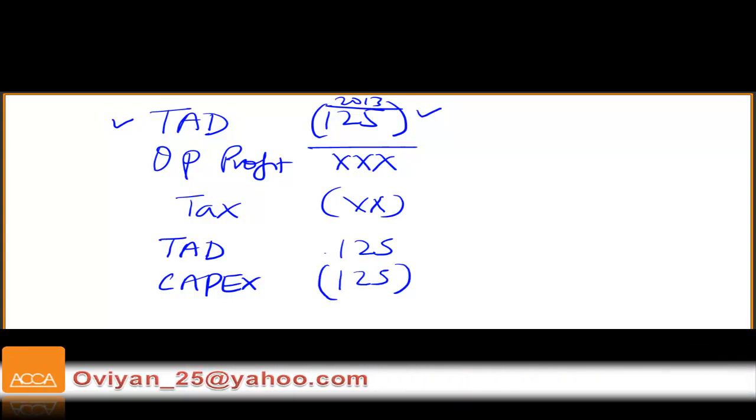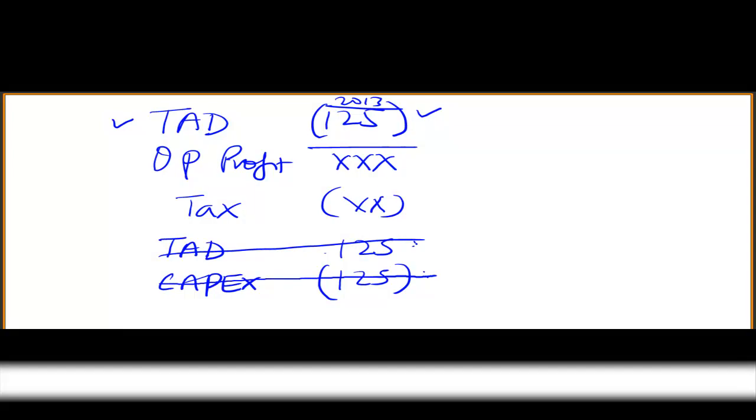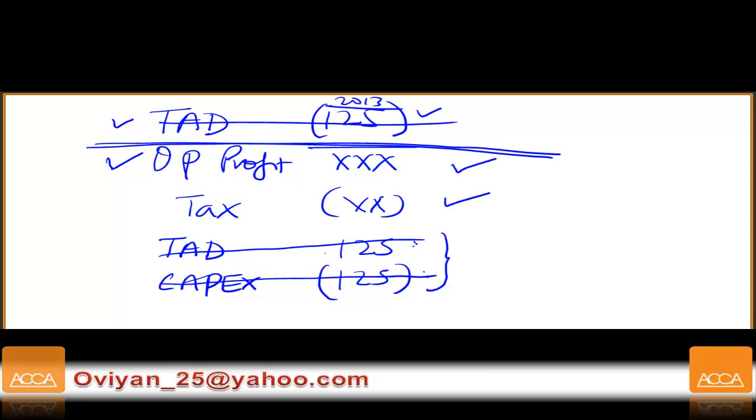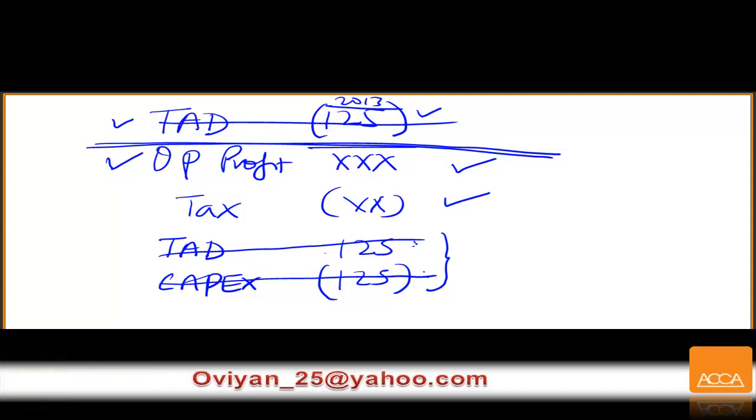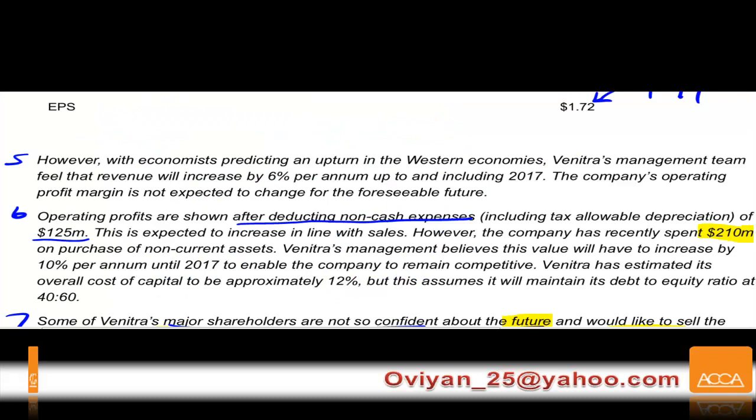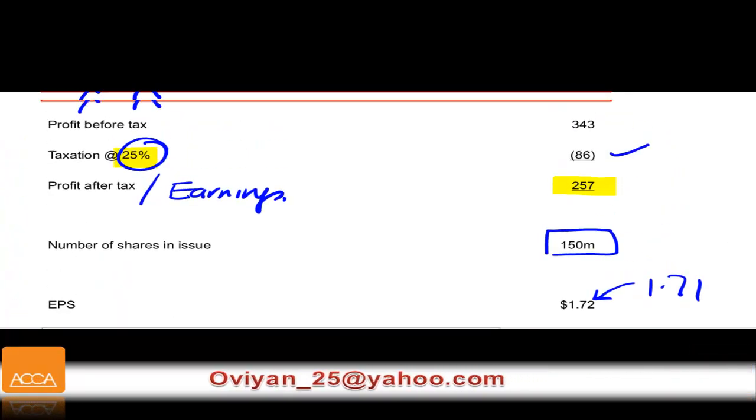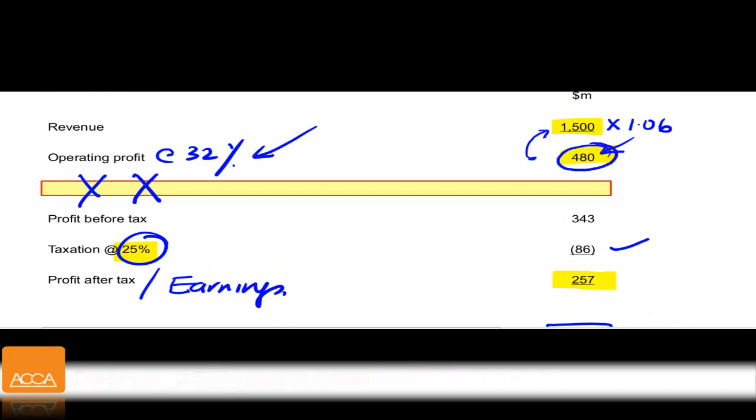So when they say that these two are the same, you can just ignore them, and they may not give you this as well, because it's not important anymore, because you're going to start with operating profit. If you start with operating profit, you just put in your tax. These two, you don't even have to know the figure, because they're going to cancel off each other. Anyway, that is past exam questions, but this question is giving us the TAD, which has been included in 2013 inside here, 125.